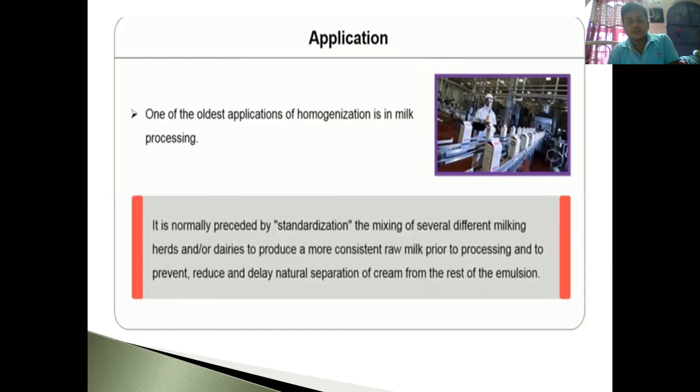As an application, the homogenization process is basically applied in the milk industry and also the beverage industry. Okay, so it is normally processed by standardization, the mixing of milk from several different herds and dairies to produce a more consistent raw milk prior to processing, and to prevent, reduce and delay natural separation of cream from the rest of the emulsion. Basically, in every dairy industry, first of all, when milk is received, then it goes through clarification or filtration, then pasteurization, then homogenization. These are the steps. Okay.